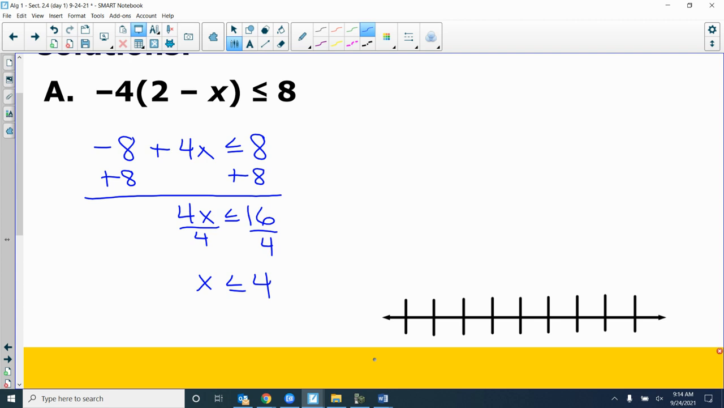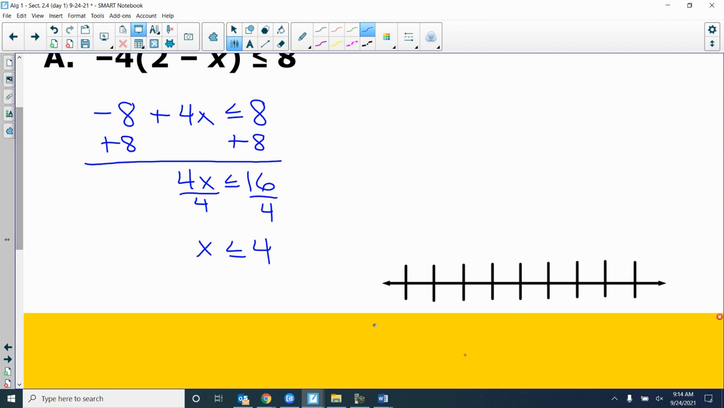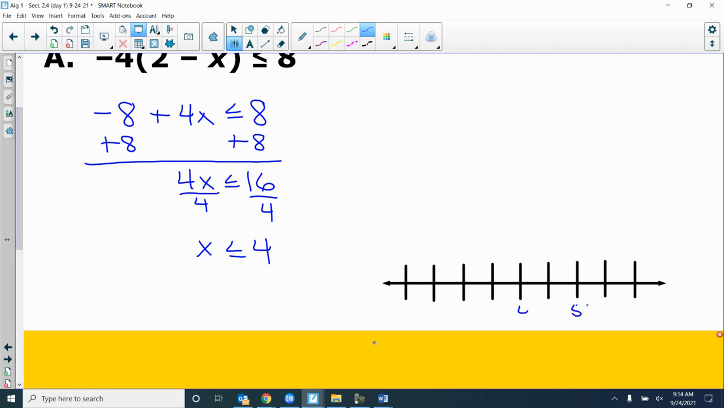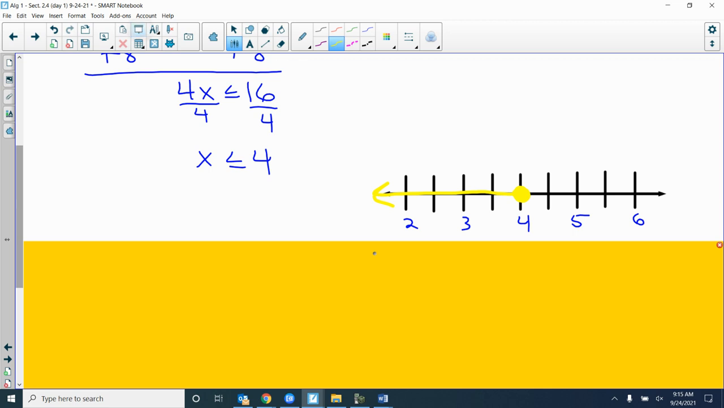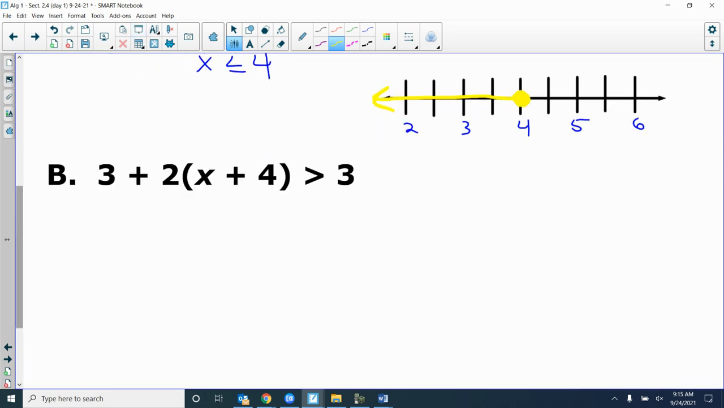And I got less than or equal to 4. 4, 5, 6, 2, 3, 4. What kind of dot? Closed dots. Less than or equal to 4, left or right? What's that? Okay, good. Who told him left? All right, we're going to go to the left. All right, let's get through this last one here.